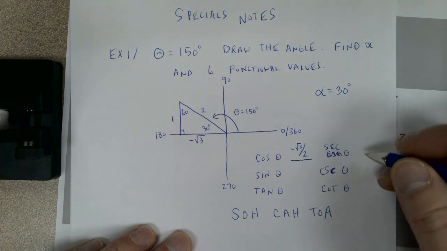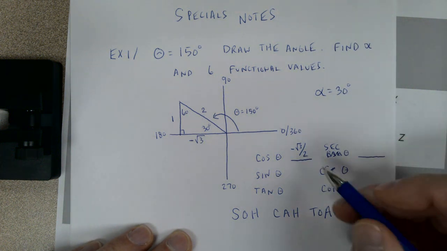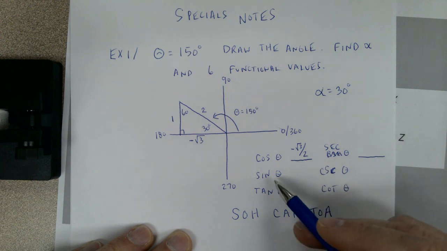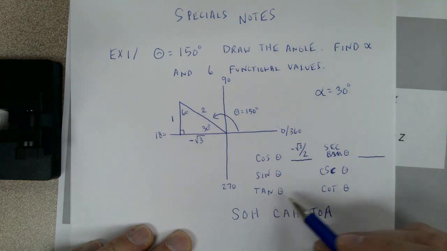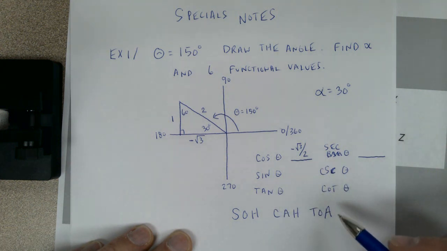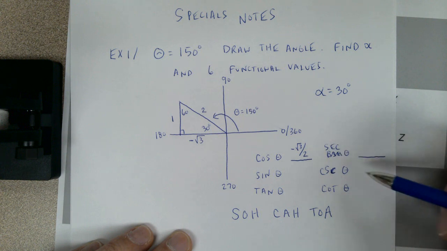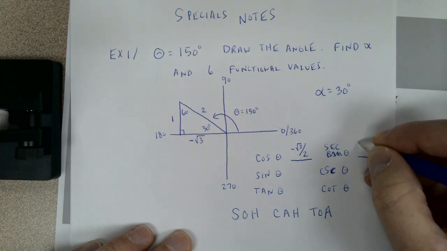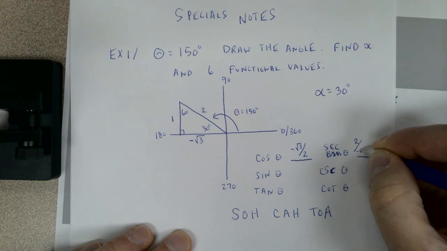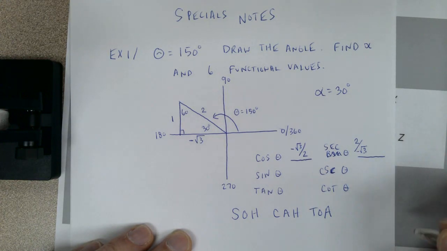I'm going to go ahead and do my secant theta. Now to do the secant theta, remember cosine and secant, sine and cosecant, tangent and cotangent, these are reciprocal functions, which basically means all we have to do is take the reciprocal of our value. So for secant, if I flip it, it is 2 over negative radical 3.